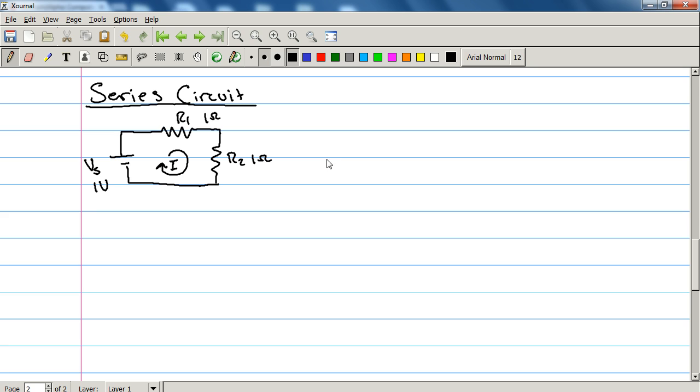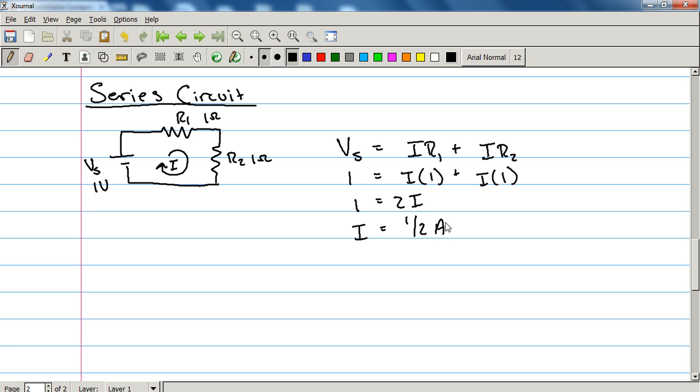So let's set up. Remember, the left-hand side is the voltage supply, so Vs, and the right-hand side is the voltage consumed. So this is going to be the voltage consumed by this, which is I, R1, plus the voltage consumed here, which is I, R2. Replace everything, we get I times 1 plus I times 1. So 1 equals 2I, and I is just 1/2 amp. And so there you have it.